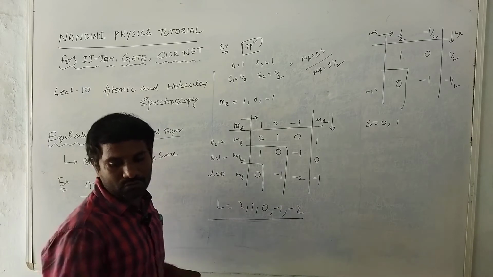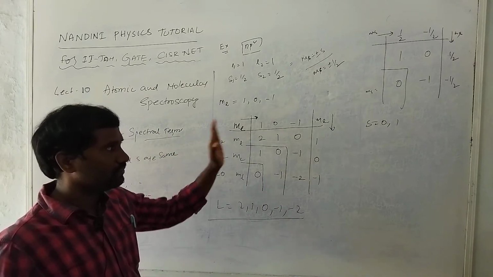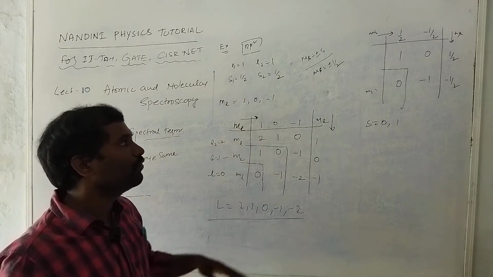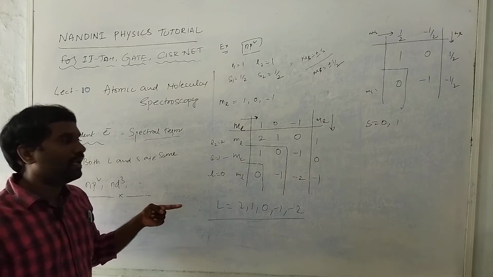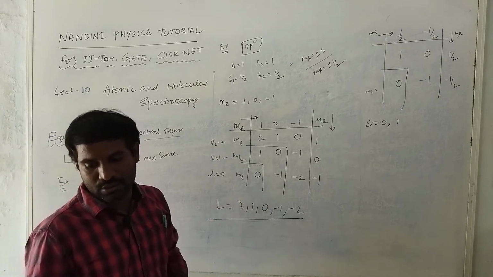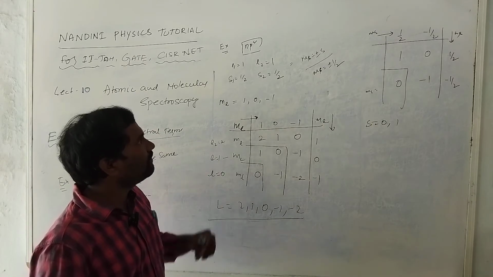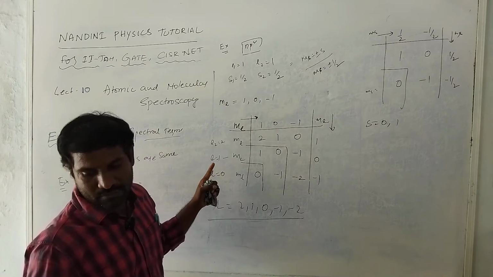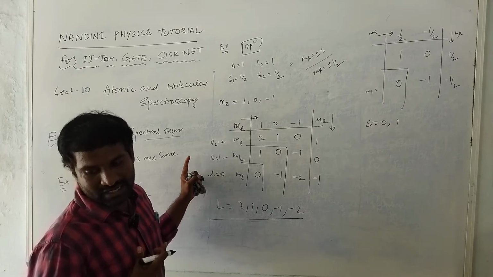So, right now I want to find out the angular momentum J of these two values. You will get S values 0, 1, and the L values are 2 comma 1 comma 0. Okay, so using that equation I want to find out, because these are the possible values of ML and MS.